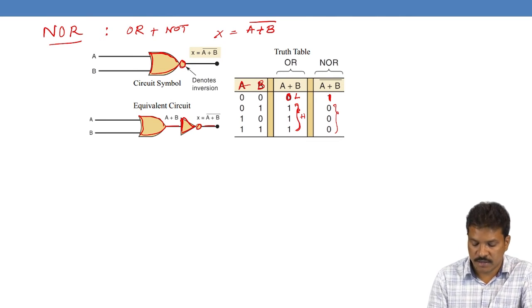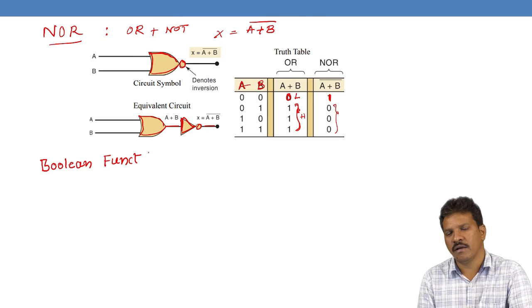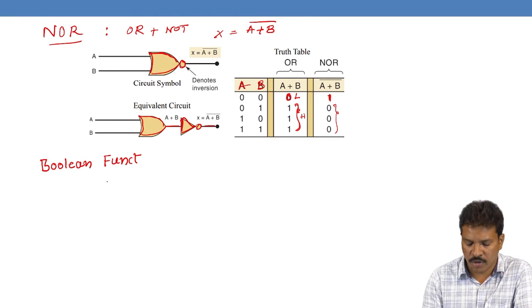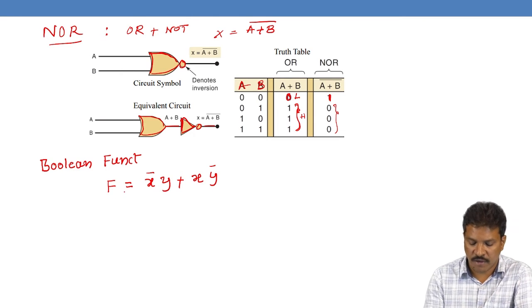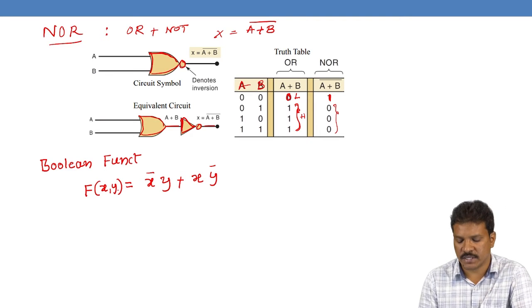If you take any simple Boolean function, a Boolean function may be represented in standard form and canonical form. I am taking a simple standard form Boolean function, a two variable Boolean function, x bar y plus x y bar. The notation of this Boolean function is f of x comma y is equal to x bar y plus x y bar.